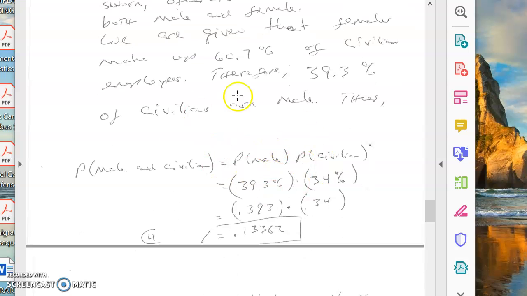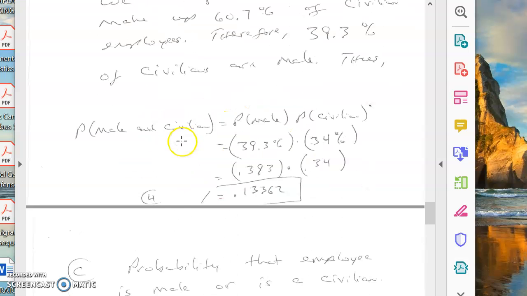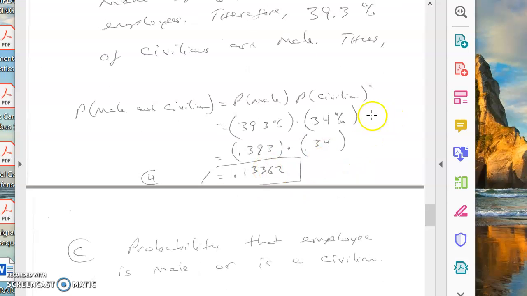Okay, so we put all that together, and here's our rule. Probability male and civilian, that's the probability of male times the probability of civilian. So it's 39.3% are male, 34% are civilian. That comes from up above there. So converting the percentages to decimals, I multiply it out, and there's the final answer.